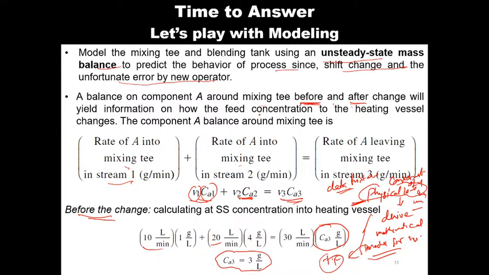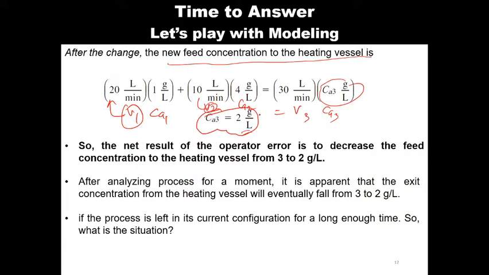Yes or no? Yes, sir. It means the net result of the operator error is, उसको ये समझ में तो आ गया है कि हुआ क्या है कि we have just decreased the feed concentration to the heating vessel from 3 to 2 gm. इतना मैंने कर दिया है, इतना उसको समझ में आ गया प्रॉब्लम. यस और नो? अच्छा, अब प्रॉब्लम है कि उसको इंस्टेंट उसको ठीक भी करना है.